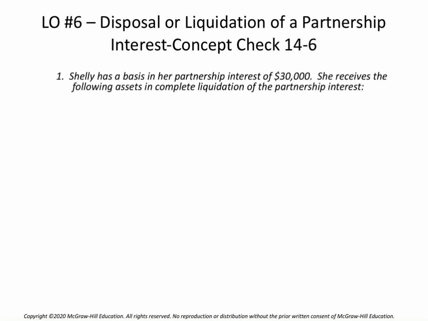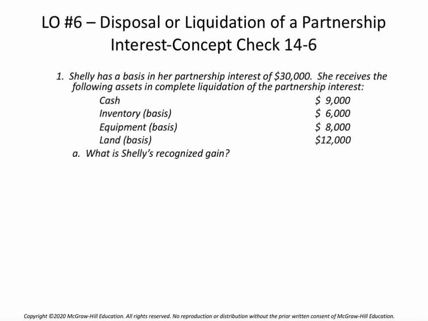So let's take a look at the concept check here for learning objective 6. 1, Shelley has a basis in her partnership interest of $30,000. She received the following assets in complete liquidation of the partnership interest. We want to know what is Shelley's recognized gain. And we also want to know what is the basis in each of the assets distributed.